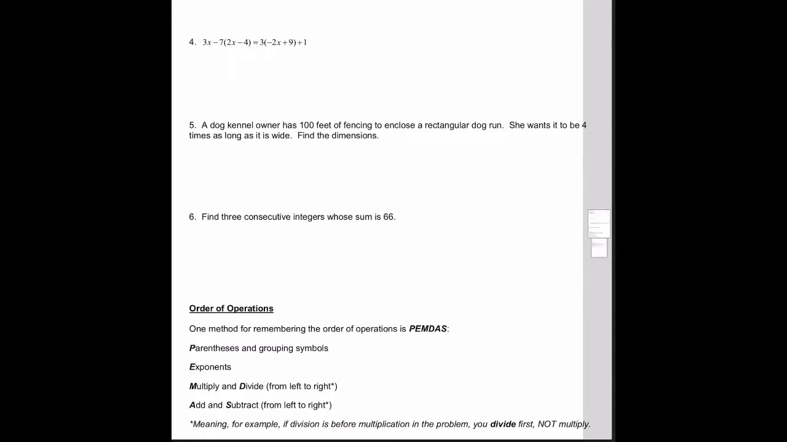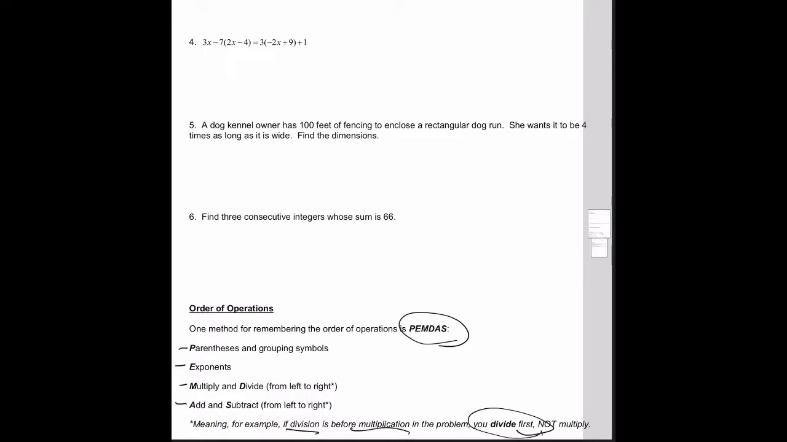And one method for remembering is PEMDAS. Okay, so the P stands for parentheses and grouping symbols. E is for exponents. Then we have multiply and divide, and then add and subtract. Notice on multiply and divide and add and subtract, you're doing that from left to right. Okay, so multiply doesn't trump divide, divide does not trump multiply. Instead, for example, if you're reading your equation or expression and you see that from left to right, the division sign is before the multiplication sign, then divide first, okay?